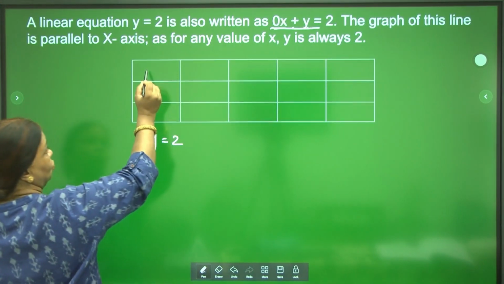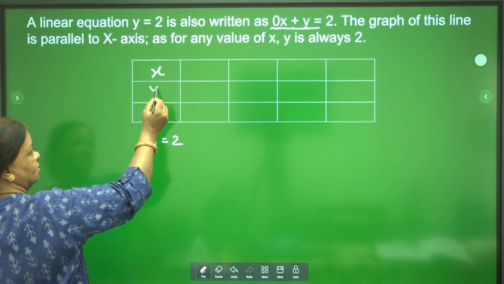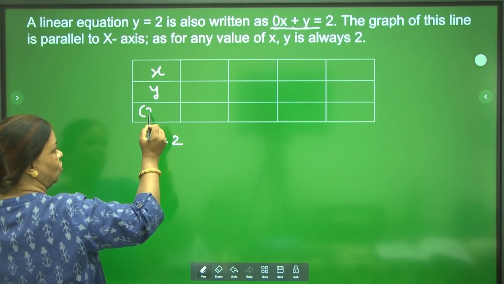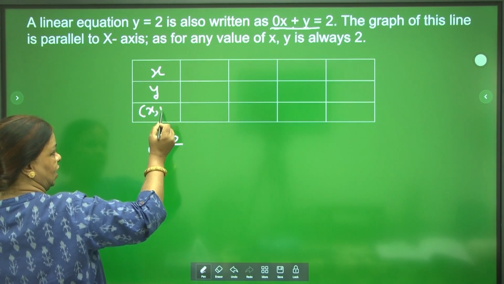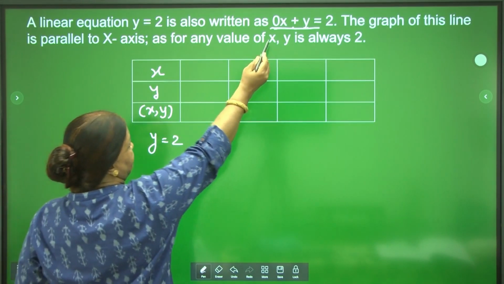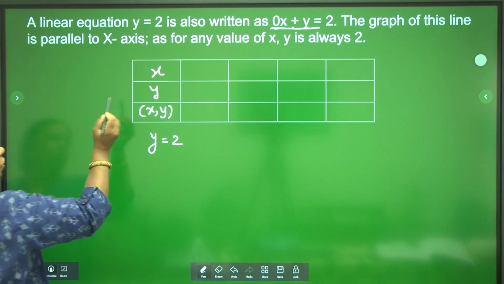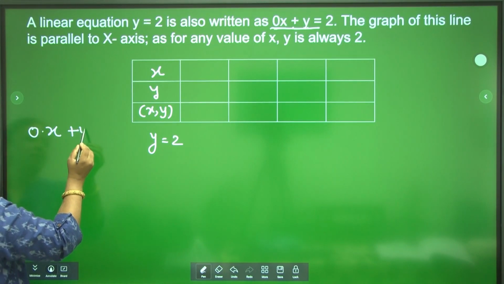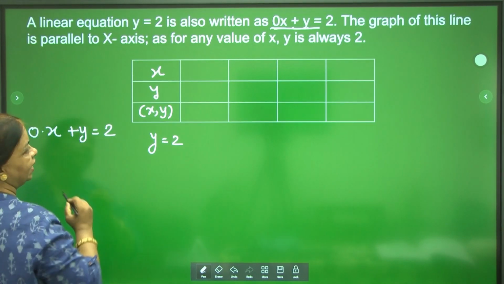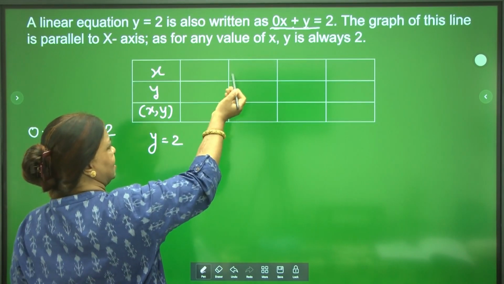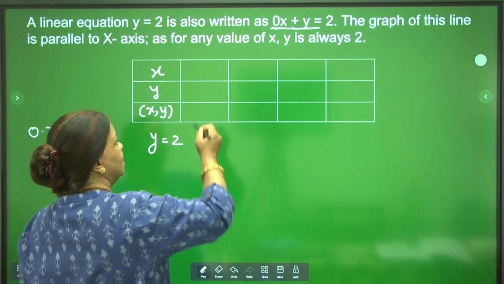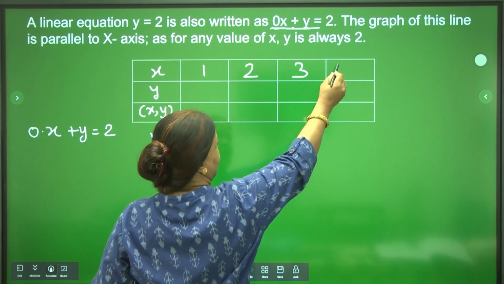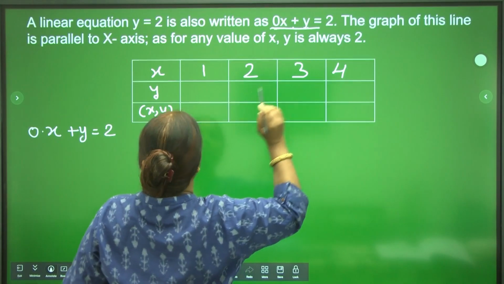Y will always be 2, this is x and this is y. We will always get the value of y as 2. We will see how to get that x y coordinate. Our equation is 0 into x plus y is equal to 2, and we will be placing the value of x, any value you can place as you wish. Say I place 1, then 2, then 3 and then 4. So what will be my value of y?